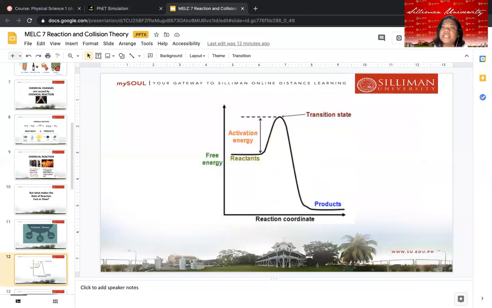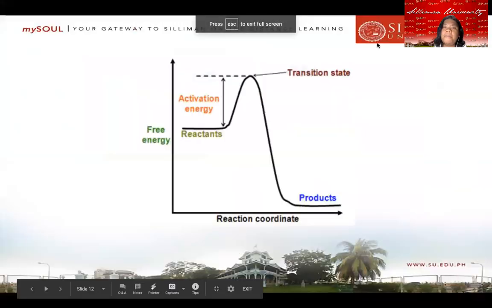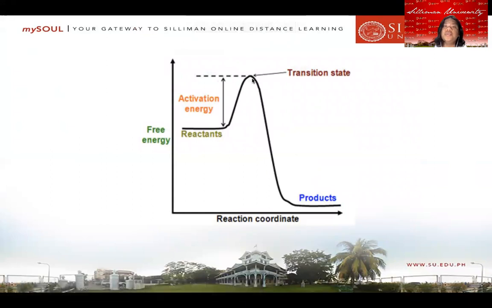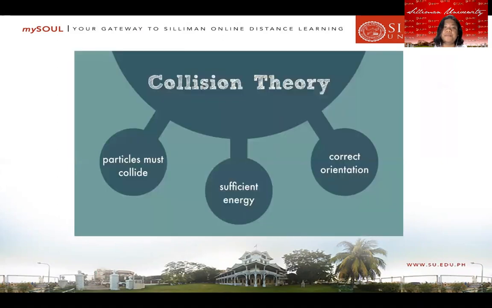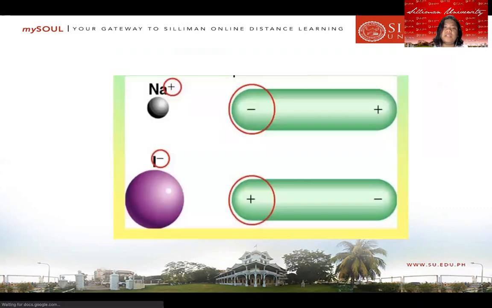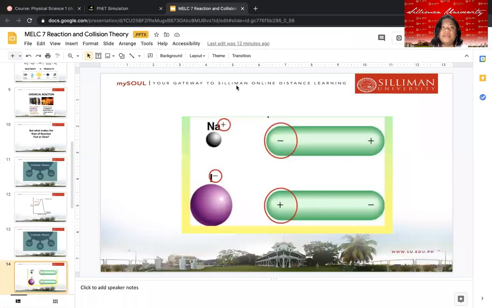So basically, that is what is meant by your graph here, that you need sufficient activation energy for you to achieve the transition state and therefore come up with new products. So the same example with the piece of paper converting into ashes, it requires certain activation energy. Now, another requirement for the collision theory, yes, particles must collide and there must be sufficient energy. Another one is the correct orientation or the correct angle that they must hit.